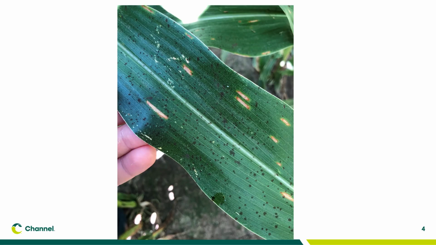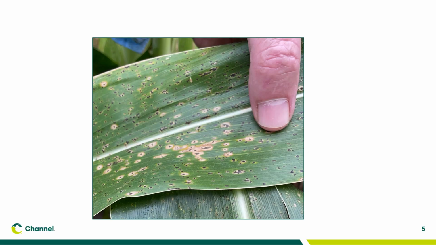There are 3 different types of lesions that we have seen in the past few years. The first is what we call the classic tar spot lesion, and it looks like you went up to a corn leaf with a paintbrush of black paint and flicked it on the leaf, leaving small specks of black. The second is a fisheye lesion. There will be the typical black tar spot lesion, but around it will be a necrotic halo, and that's what we call the fisheye.